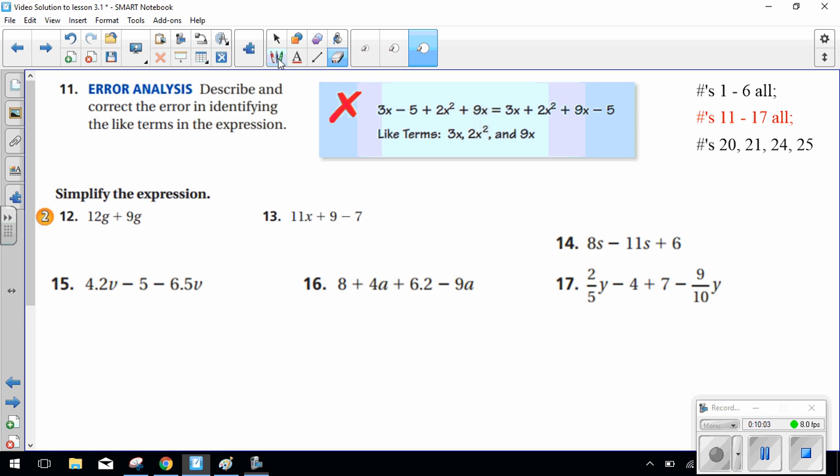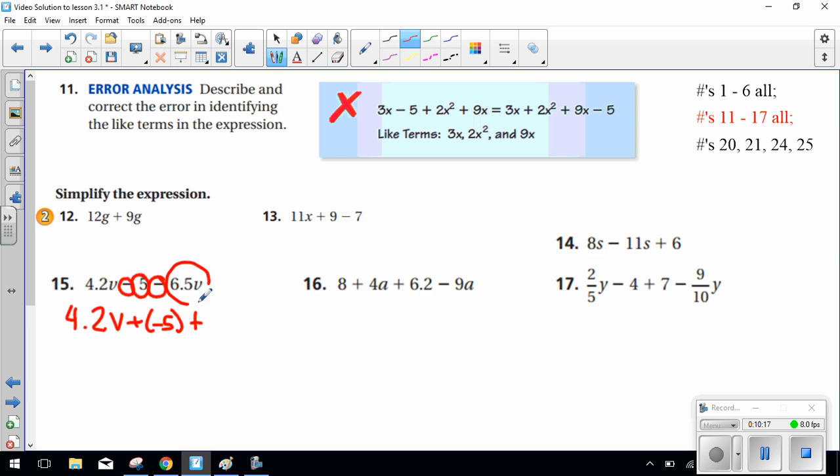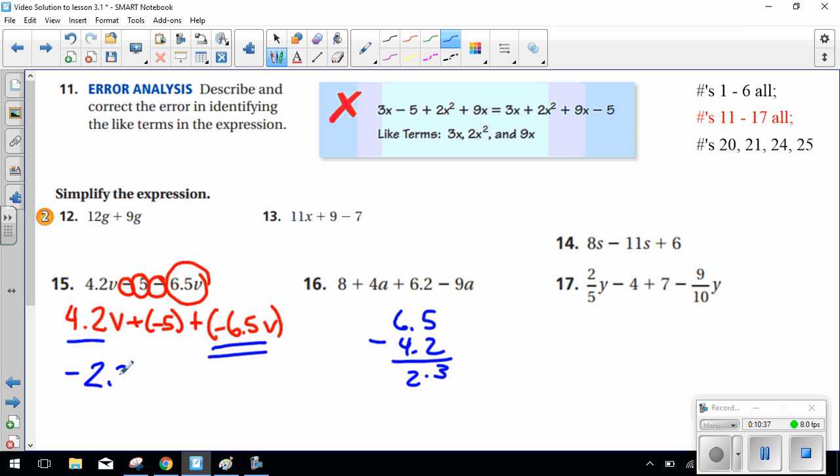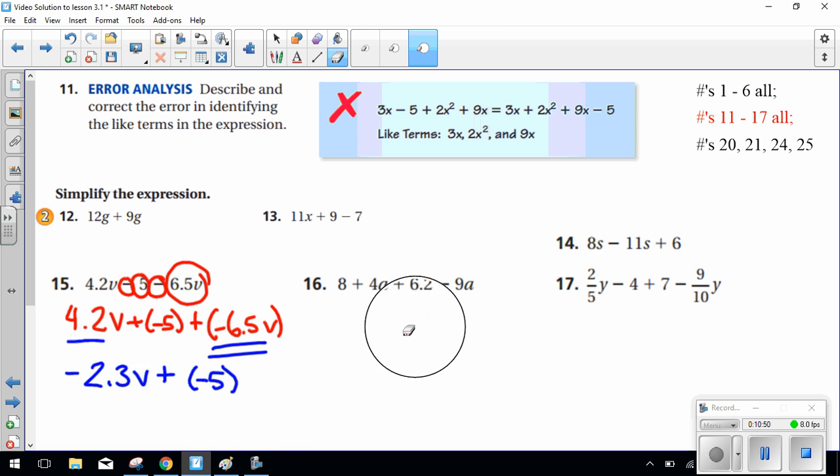Okay, and number 15, we have 4.2v plus opposite, so -5. Here's another minus, so I'm going to take that as a plus and make this the opposite, -6.5v. And what I'm going to do is take a look at 4.2v, and I can combine it with 6.5. So in your calculators, you would do 6.5 minus 4.2, and we would get -2.3v. We can combine these since they have the same variable to the same power, plus -5. Okay, so that's our solution for 15. Let's move on to number 16.